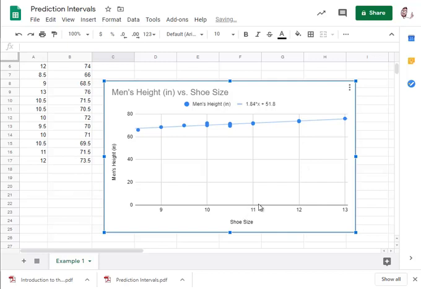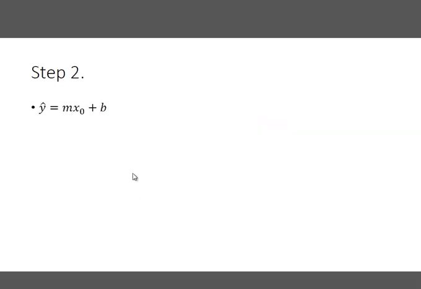So for instance, 11.5 is roughly here. So where is that line at? What Y value is matched up with that? And the best, easiest way to do that instead of eyeballing it is just to plug 11.5 into that equation. So that is what step 2 is all about. The number that they give you, you're just plugging it into the best fit line equation and getting your prediction. So this is the prediction part of the prediction interval.